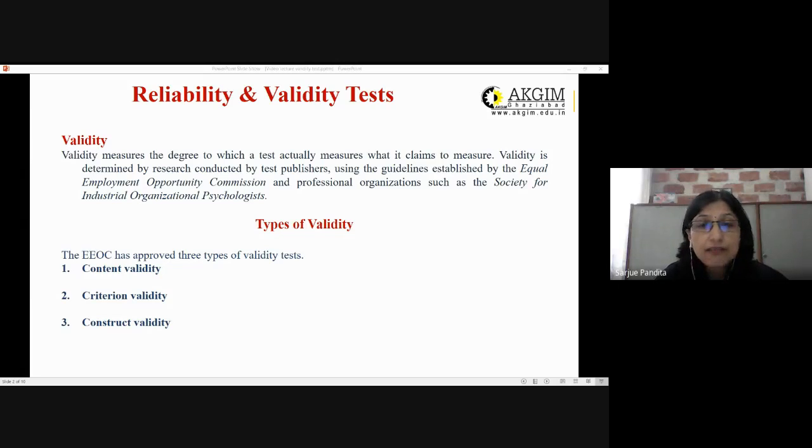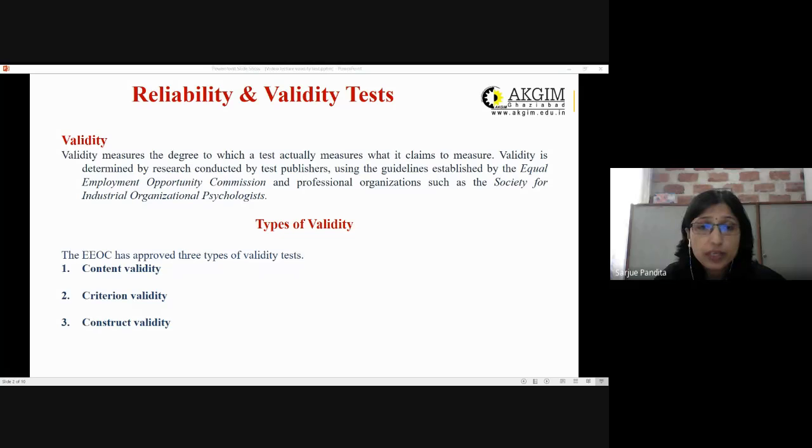Then second, we have criterion validity. Criterion validity determines whether a test accurately predicts on-the-job performance or not. Now it is the criteria. That means the applicant's test results are compared to the subsequent job performance using performance appraisals.